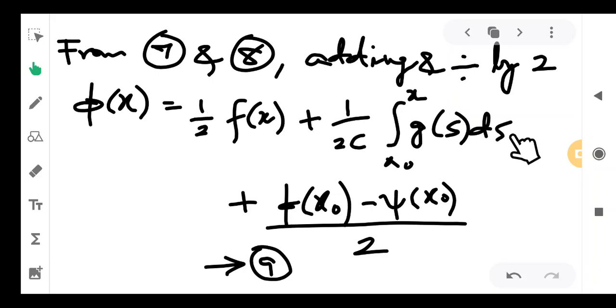So equation number 7 and equation number 8 added, divided by 2. That division by 2 is here actually. So this is the value of phi of x in terms of f of x and g of x. This will be cancelled later. We will see how it can be done.